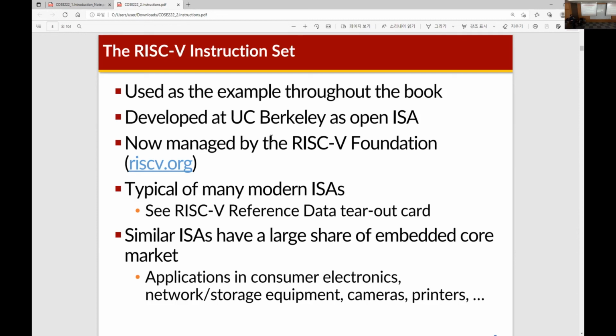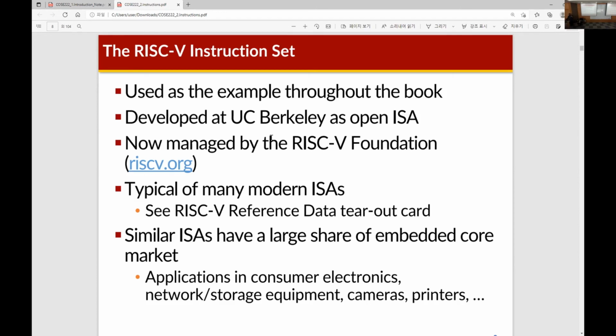But RISC-V is an open ISA, so it's free. It's like the free Linux operating system. Linux is called an open source operating system, so it's free. It's the same for RISC-V. RISC-V is also free, and anyone, any companies or any students, any researchers, can use the RISC-V ISA. And as the RISC-V ISA was recently invented or developed, it's very simple and very efficient.